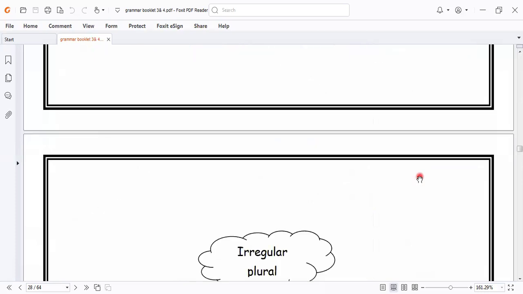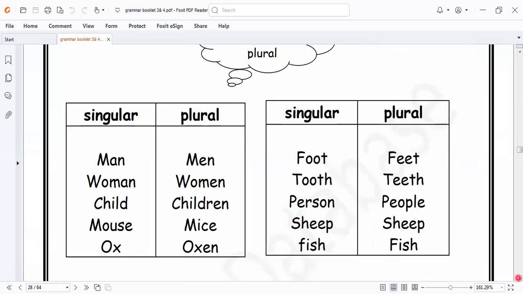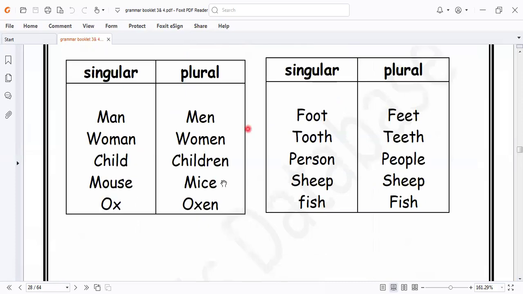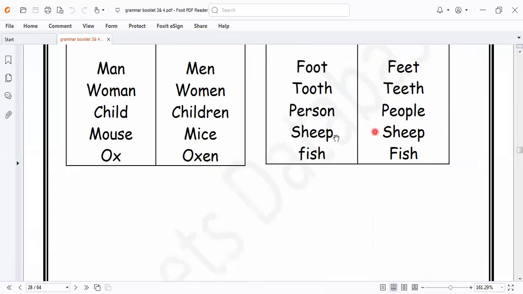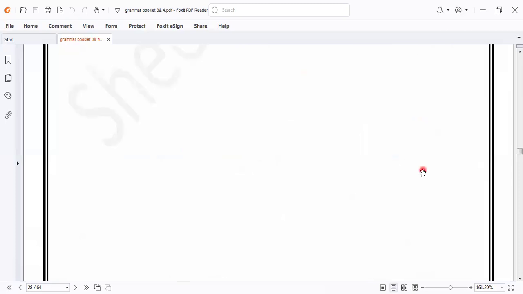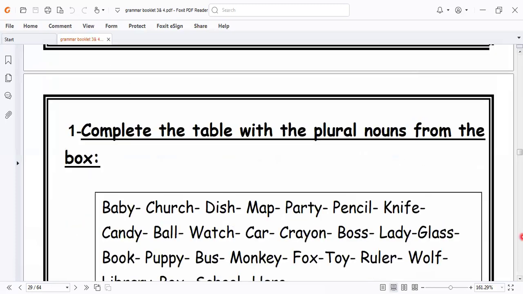Let's go to the irregular nouns here. Here we have man, men, woman, women, child, children, mouse, mice, ox, oxen, foot, feet, and people. Ship here is as it is, singular and plural the same. We say ship, and fish. This is the special case in the plural noun.